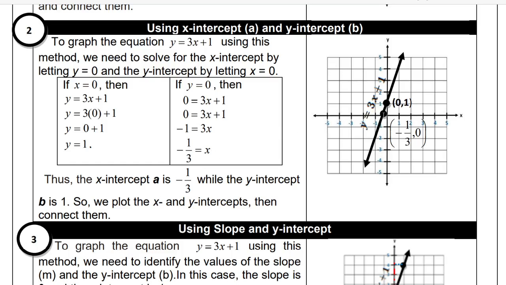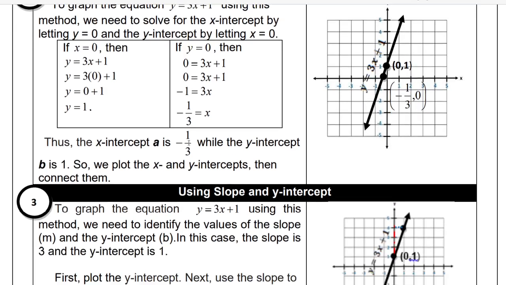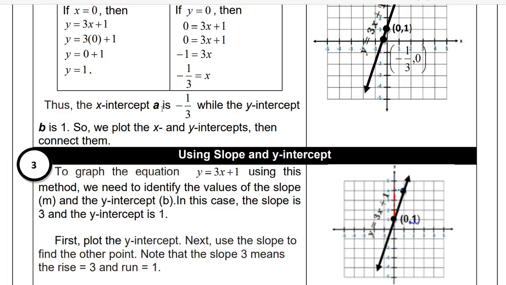So, saan ang -1/3? I-divide nyo lang from 0 to 1, i-divide nyo lang into 3 parts. And yung first part dyan is your -1/3. So, dito ang -1/3, dito ang x-intercept, dito ang y-intercept. I-connect nyo lang, then that's the graph of the equation y equals 3x plus 1. Okay. So, again, thus, the x-intercept A is -1/3, while the y-intercept B is +1. So, you can now plot the x and y-intercept, then connect them directly.